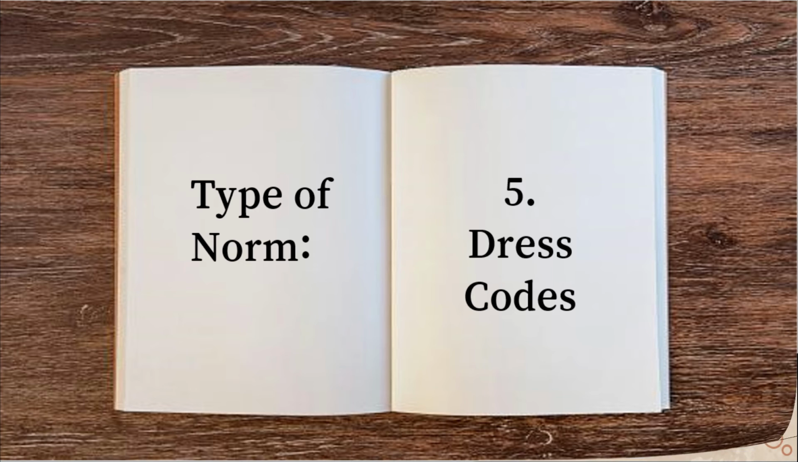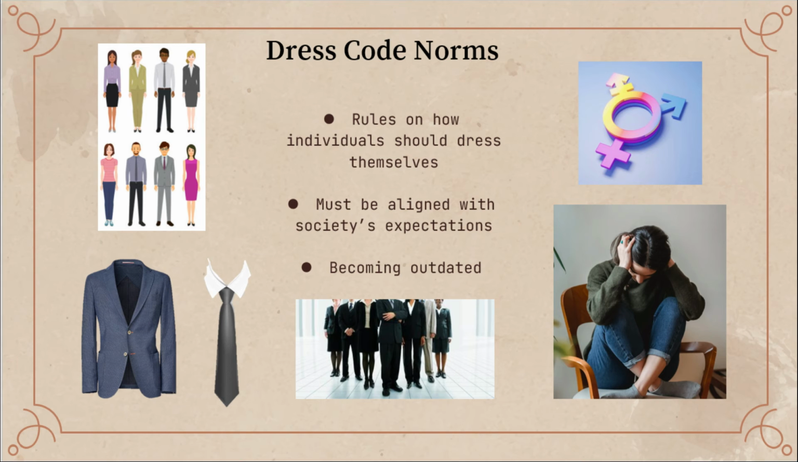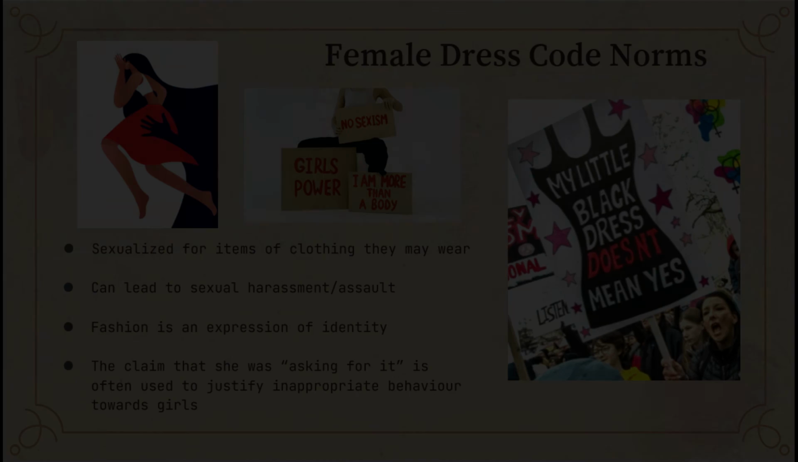What are dress code norms? Dress code norms are a set of rules regarding how individuals should dress themselves in order to be aligned with society's expectations. However, these norms are becoming outdated in our current world and can actually be damaging to one's identity.